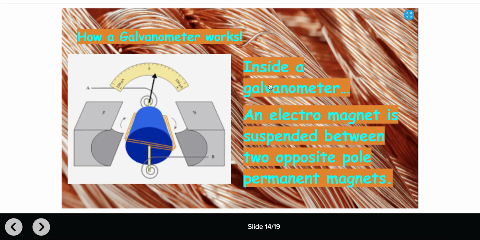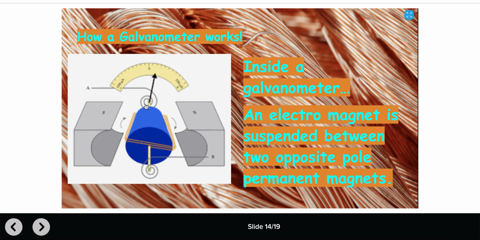Okay, so inside of a galvanometer, an electromagnet is suspended between two opposite poles, permanent magnets. So that's the first step of it. We're going to go into this part by part. So first we have this solenoid right in here, right? We have some coiled wire, which is of course going to be copper. We have these two permanent magnets, one on each side, and the power source is going to be out here somewhere.